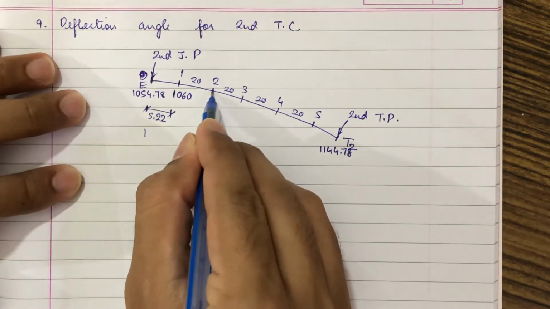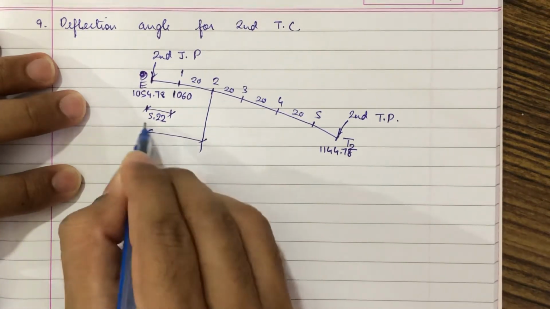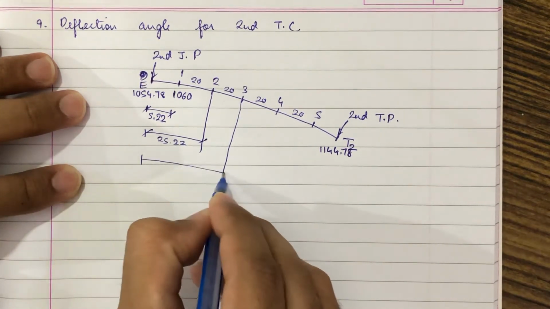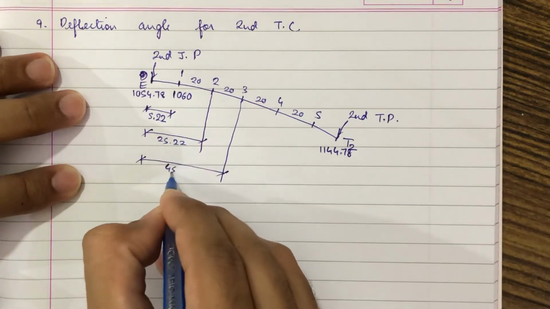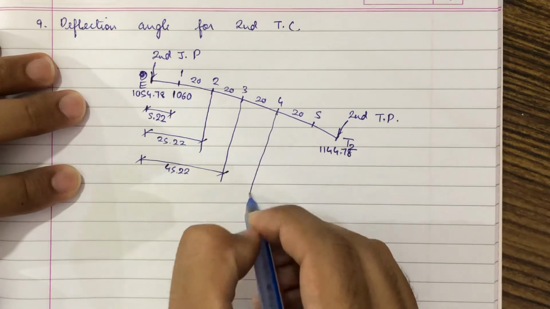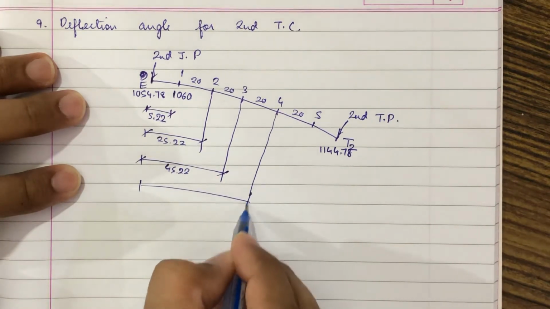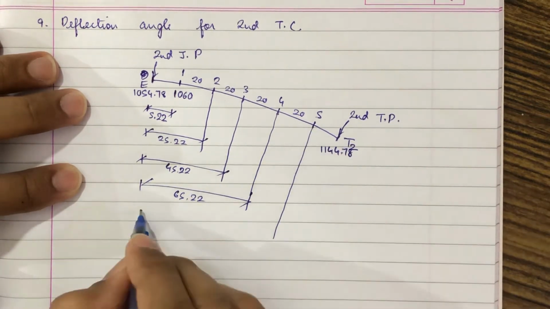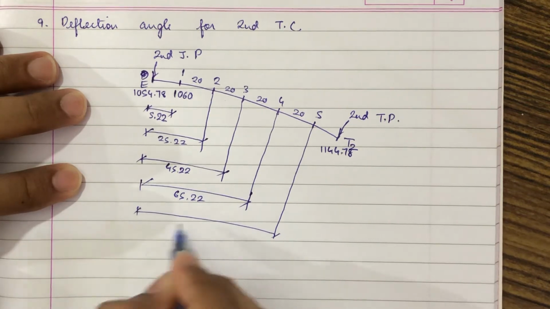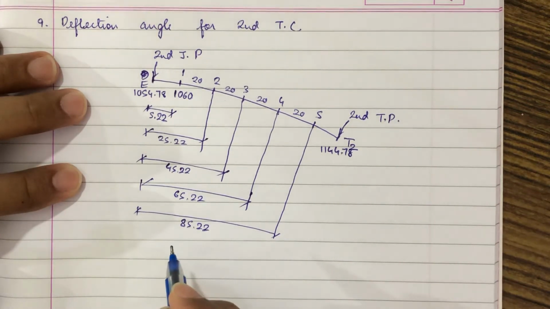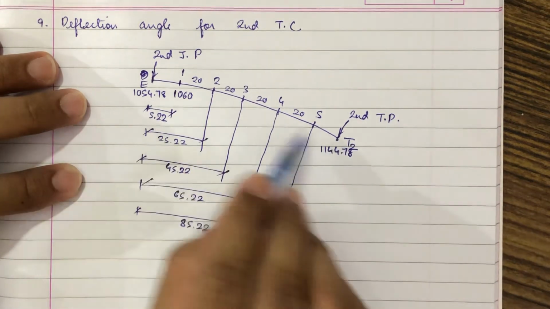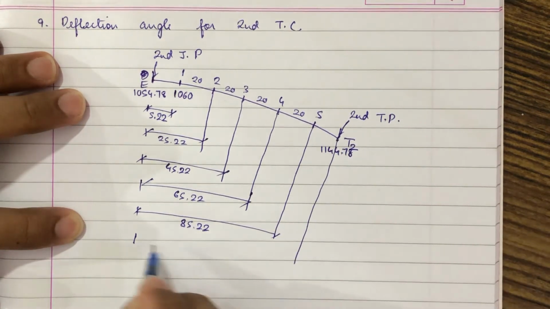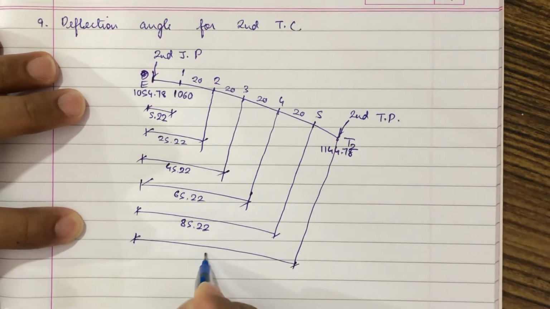So from here till point 2 it is 25.22. Till point 3 it is 45.22. Till the fourth point it is 65.22. Till the fifth point it is 85.22. And for the last point, we know the length of the transition curve is given as 90 meters, so till the last point it is 90 meters.